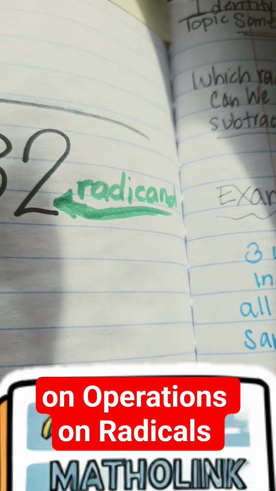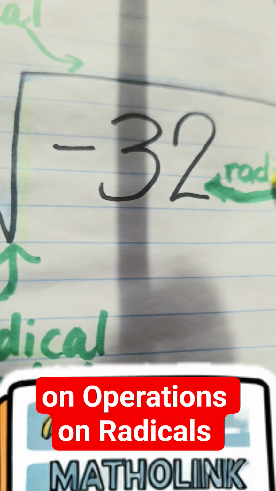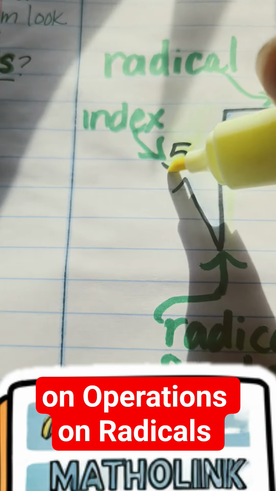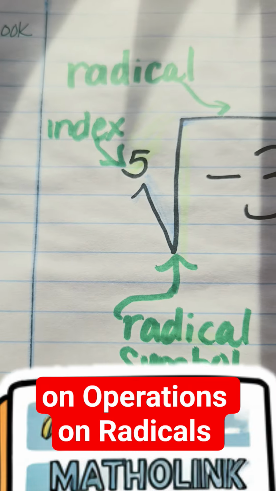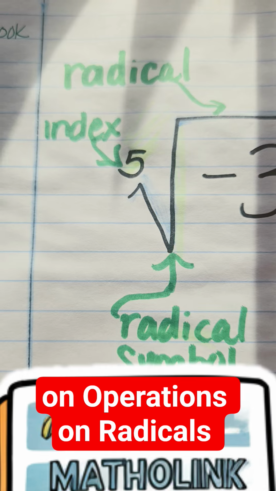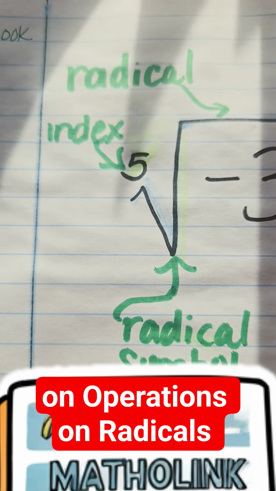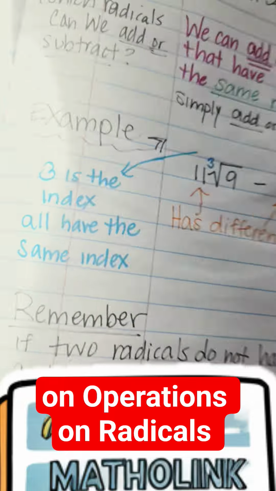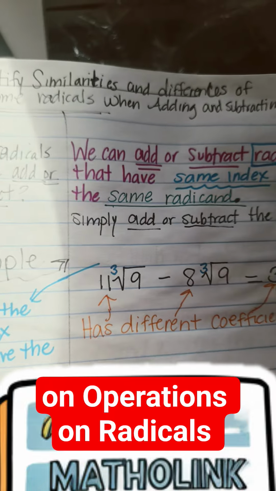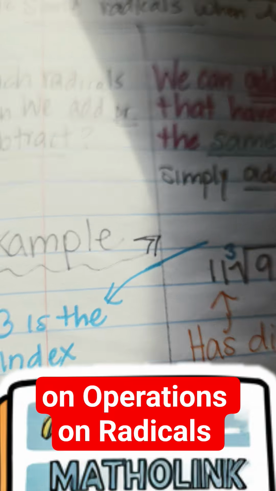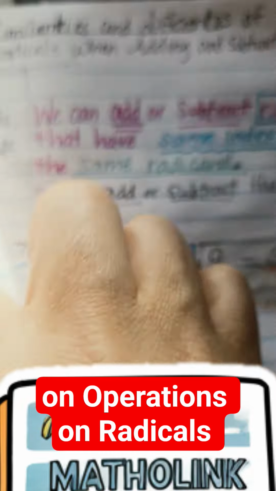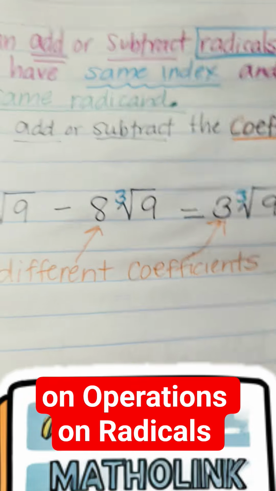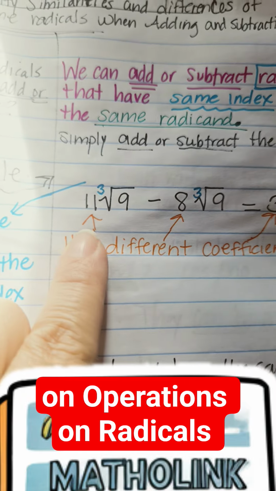Moving on. Which radicals can we add or subtract? Well, we can definitely add and subtract radicals that have the same index and the same radicand. That means the number inside the radical symbol has to be the same and the index has to be the same. And what do we subtract? We subtract the coefficients. As you can see in the example that I'm showing there, the coefficient is 11 and then -8. And basically, we're going to subtract 11 minus 8.